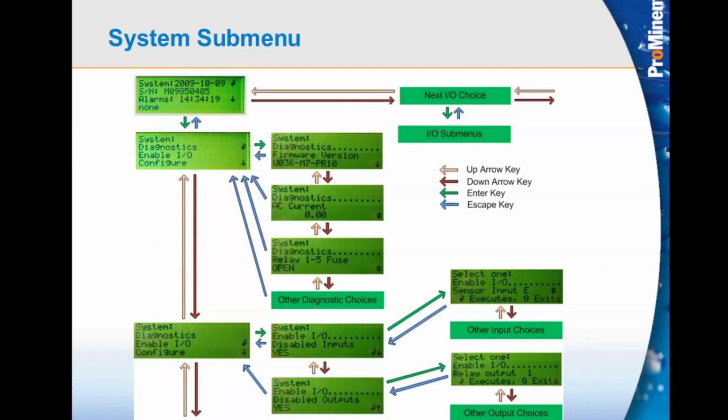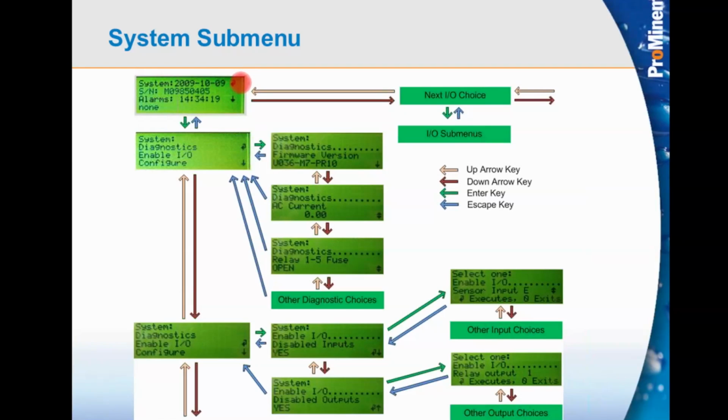Okay, so to show you with displays exactly what we just talked about, in the upper left-hand corner, you can see here's the power-up display of a Multiflex. This is what you would actually see: the system name, serial number. The second line, the third line would be the alarms and the current time, and then if there were any alarms, they would be listed here.